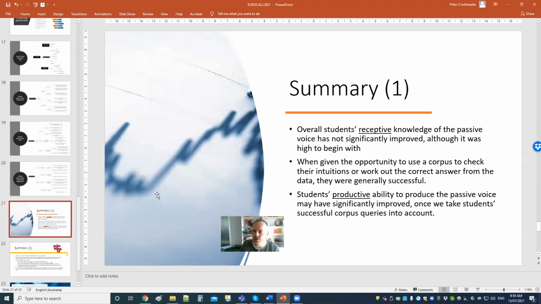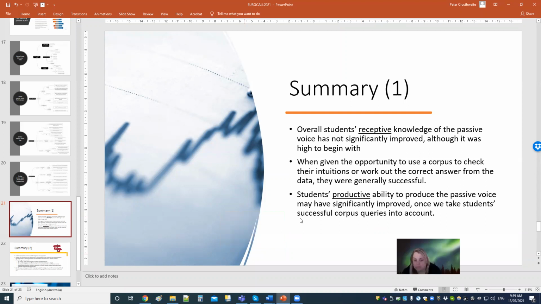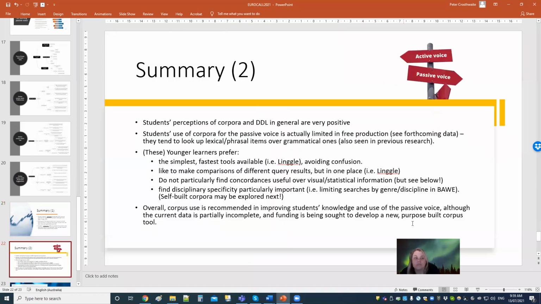experience. So just to summarize, while students' receptive knowledge of the passive voice did not significantly improve, when given the opportunity to use a corpus, students were generally successful. Students' productive ability, however, did significantly improve once we take students' successful corpus queries into account. In the final summary page here, in general, students' perceptions of corpora and data-driven learning in general were very positive.